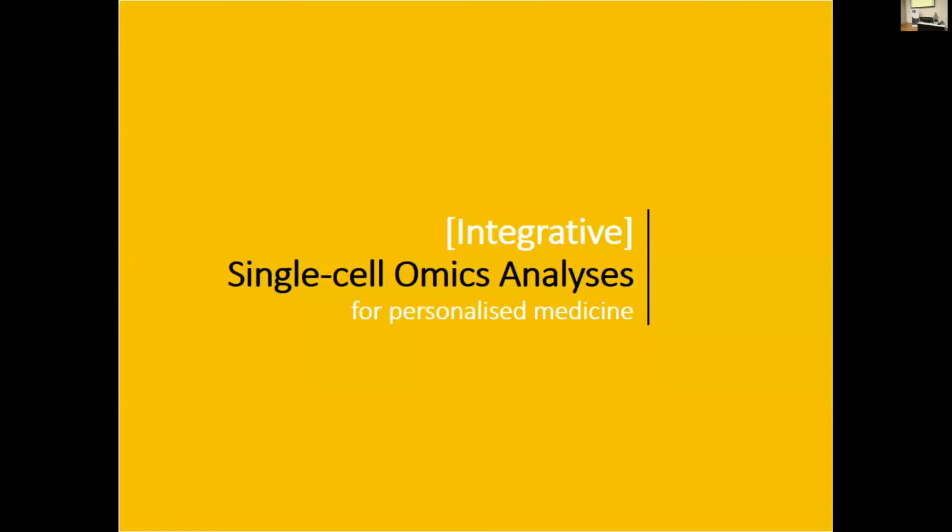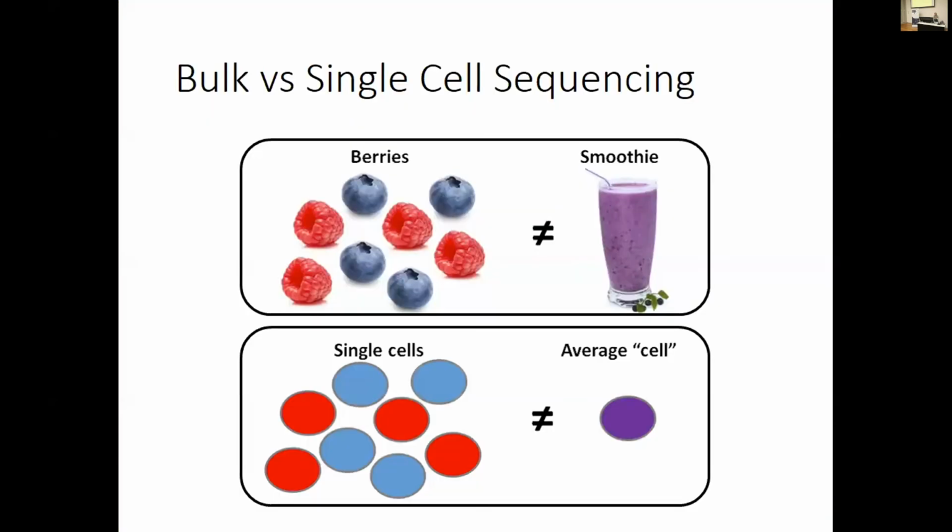The last topic to be discussed is single cell omics analysis, and it's quite related to big omics because that is another level. We talked about genomics, how big it is. We talked about multi-omics, and I would like to go one step further to single cell omics analysis. Let's compare bulk with single cell sequencing. It can be compared to a mix of berries and a smoothie.